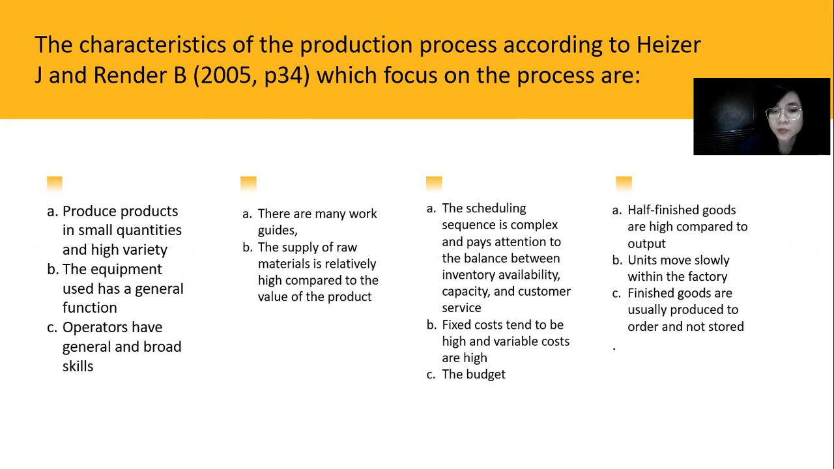5. The supply of raw materials is relatively high compared to the value of the product. 6. The scheduling sequence is complex and pays attention to the balance between inventory, availability, capacity, and customer service. 7. Fixed costs tend to be low and variable costs are high. 8. The budget. 9. Raw materials are high compared to output. 10. Units move slowly within the factory, and the last, finished goods are usually produced to order and not stored.